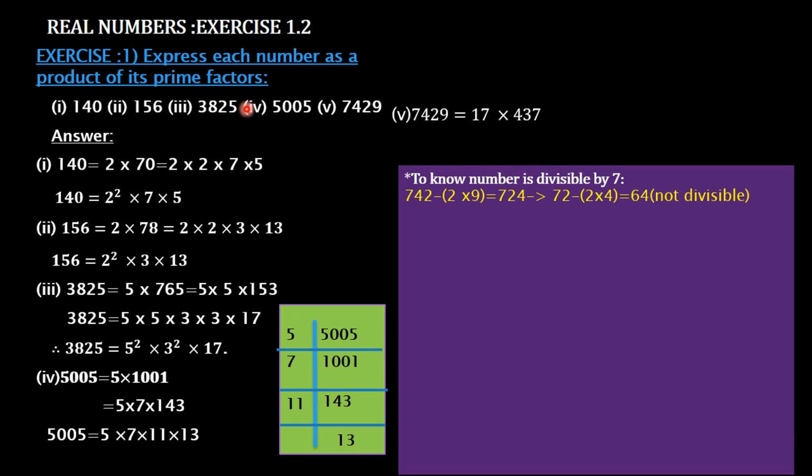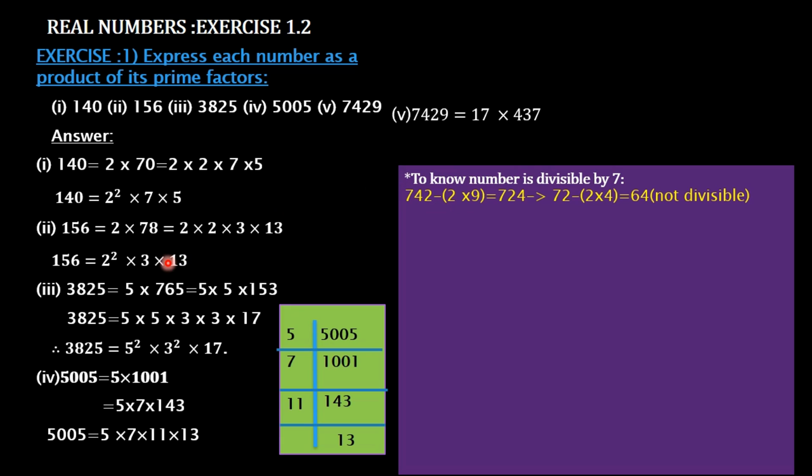It is 7429. 9 into 2 is 18. Subtracting it from 742, we get 724. What about 724? 4 into 2 is 8. 72 minus 8 will give 64... 62. 62 is clearly not divisible by 7. So, 7429 is not divisible by 7.